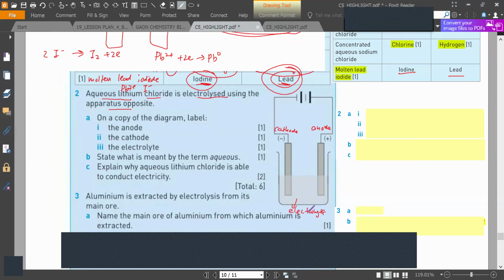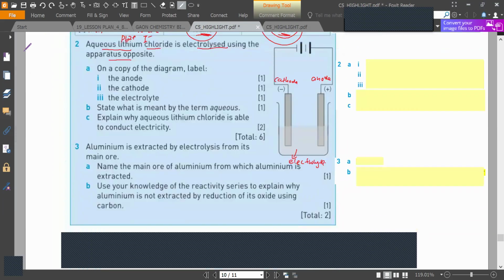Aqueous lithium chloride means the electrolyte here will be lithium chloride. Lithium positive one, chloride negative one. Lithium is group one on the periodic table, so it will form a plus one charge. Chloride is always -1.